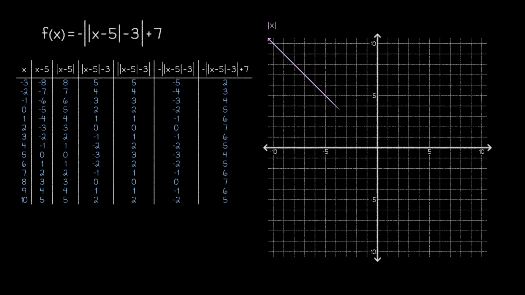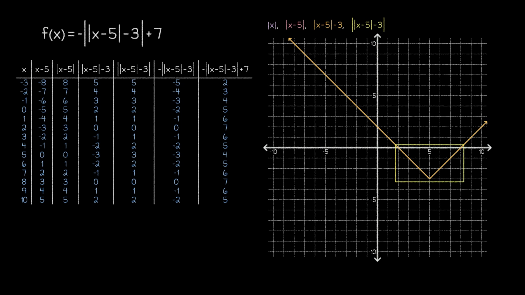First, let's look at the innermost absolute value and notice that the -5 is going to shift the parent graph 5 units to the right. Next, the -3 brings the graph down 3 units. At this point, we take the absolute value again, and since the absolute value at its core just turns negative numbers into positive numbers, we're going to take the portion of the graph that's below the x-axis and flip it so that it's above the x-axis instead.